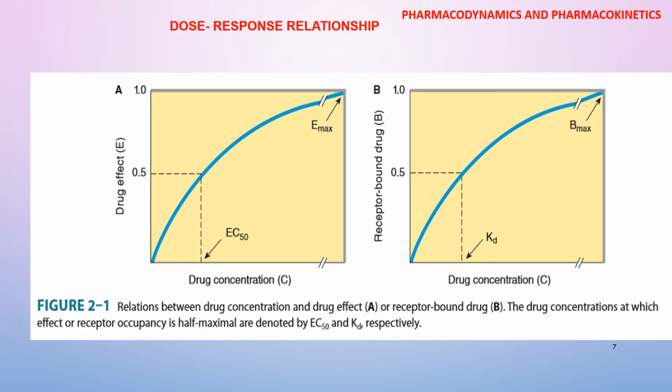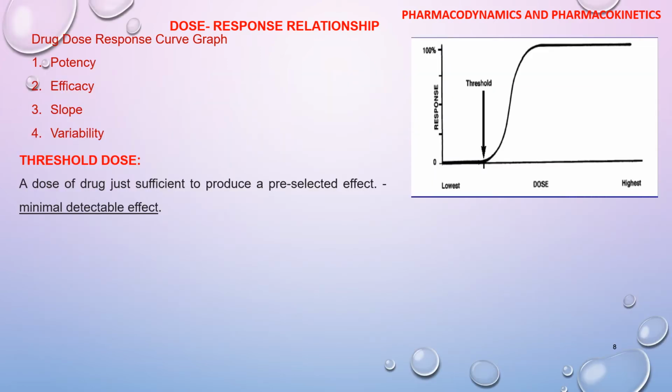The figure here represents the relationship between drug concentration and drug effect, that is the EC50 value and the dissociation constant, as discussed in our earlier slide. The drug dose-response curve gives information about the potency, efficacy, slope, and variability of the drug.